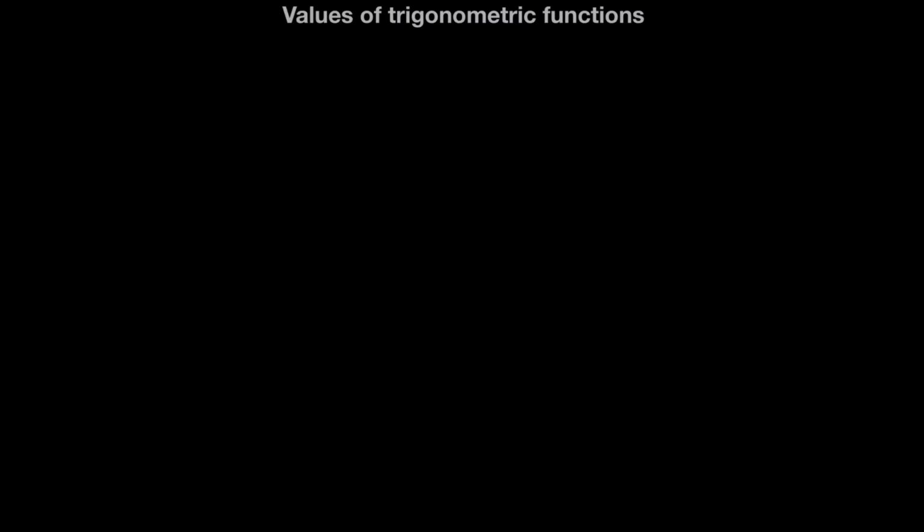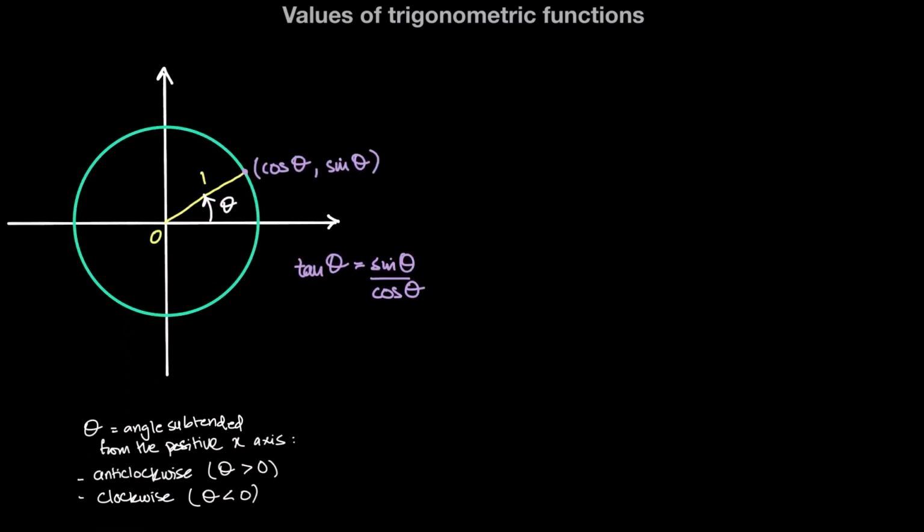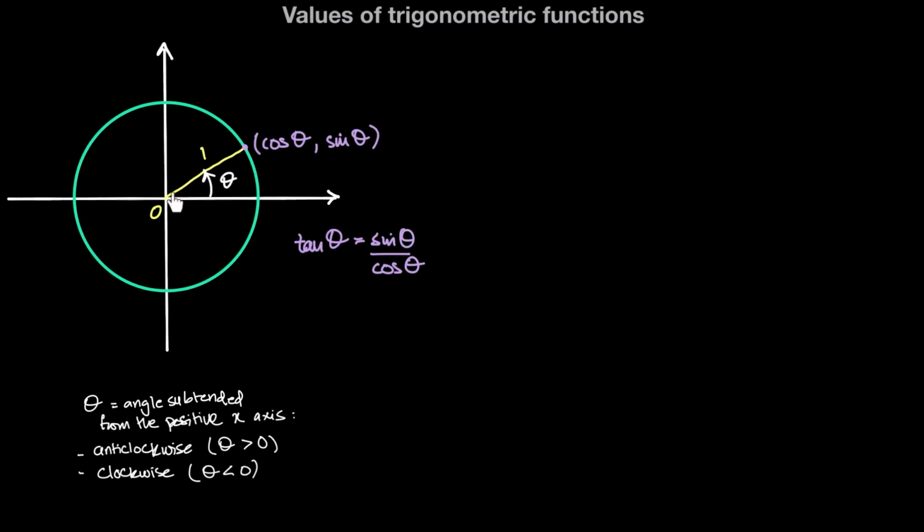Hey guys, so previously we learned about the unit circle. I said that the unit circle is a circle that has a radius of 1 unit and it has a center point at the origin. So the coordinates of the center are 0, 0.